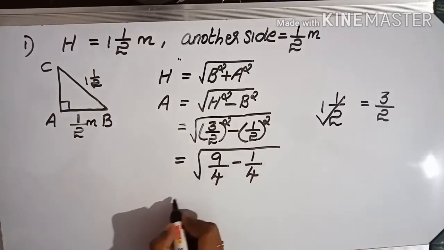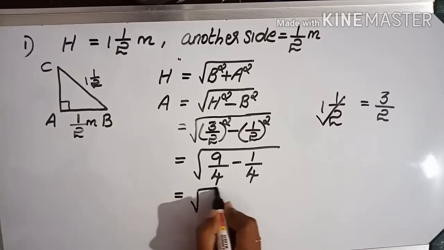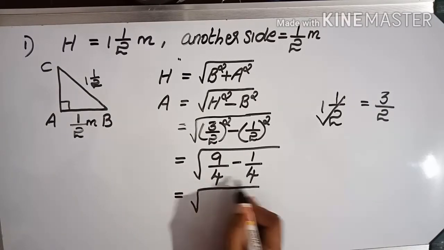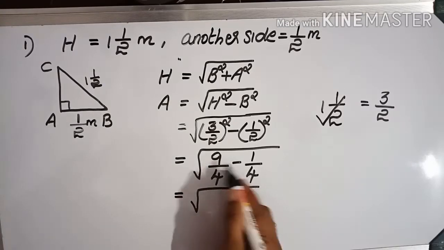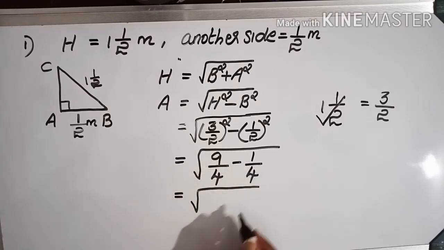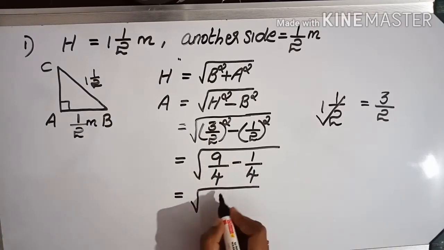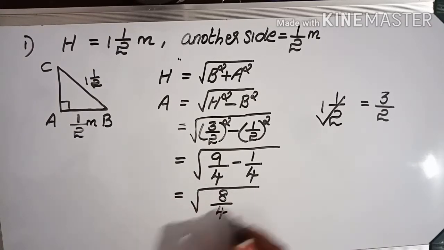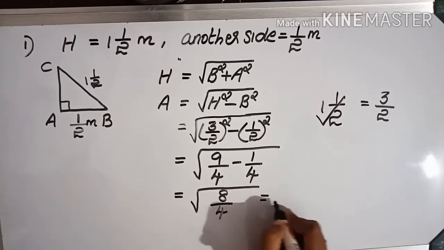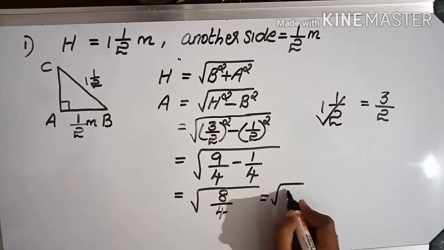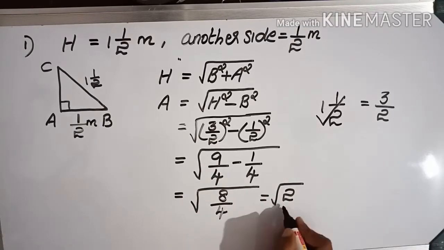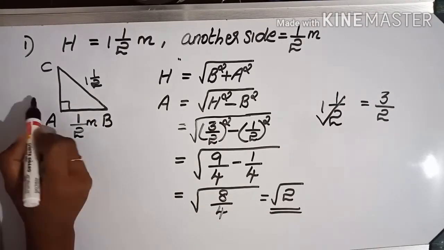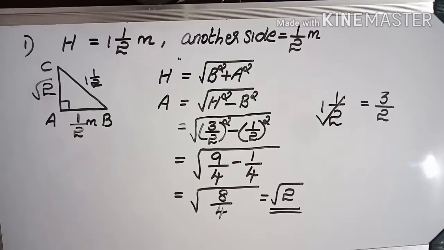Now in the next step, here the denominators are the same, so you can subtract the numerators and keep the denominator the same. So 9 minus 1 is 8, so 8 by 4. What is 8 by 4? The answer is 2. So root 2 is the answer. Root 2 is the altitude. Altitude is root 2 meter.